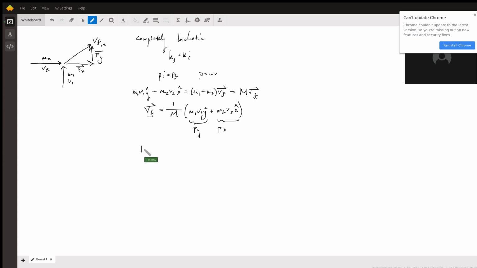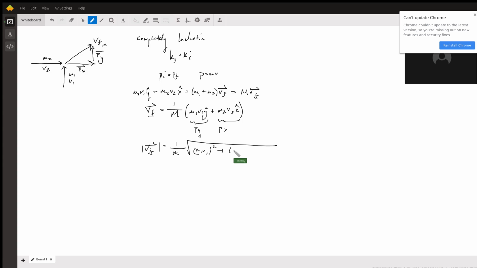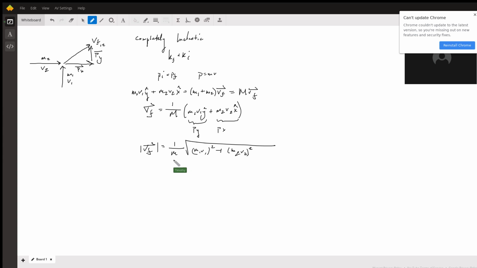Well, to find the magnitude of a vector, it's just Pythagorean theorem. So it's just 1 over m times the square root of m1 v1 squared plus m2 v2 squared. Okay, and this big M, of course, is just m1 plus m2.